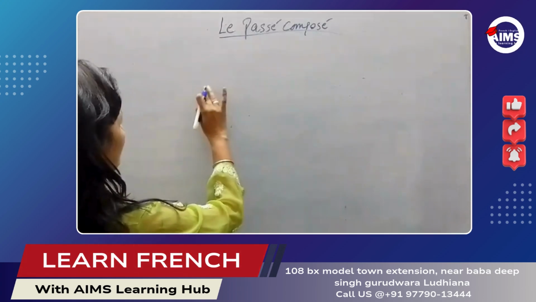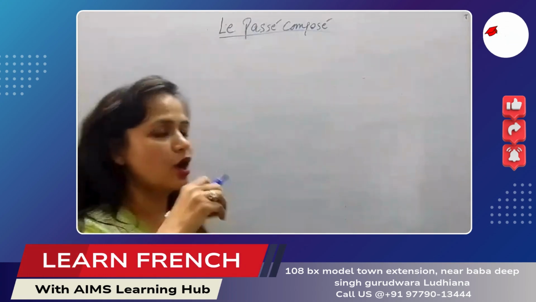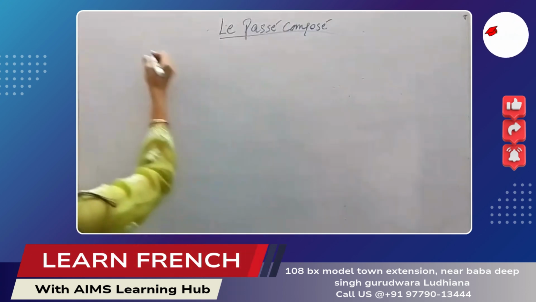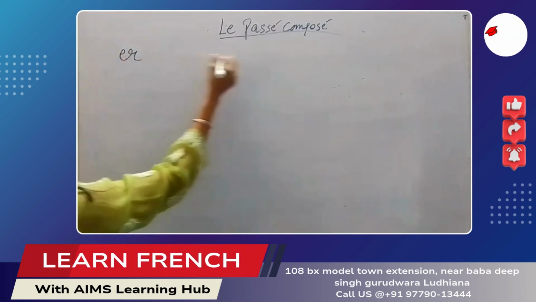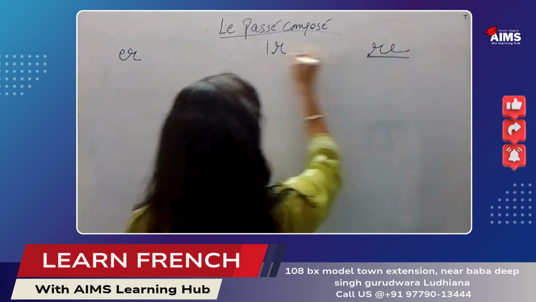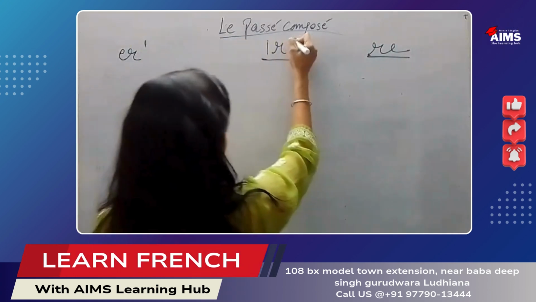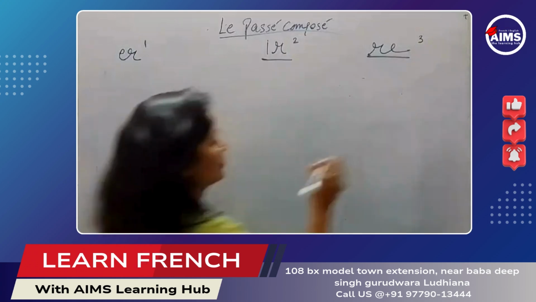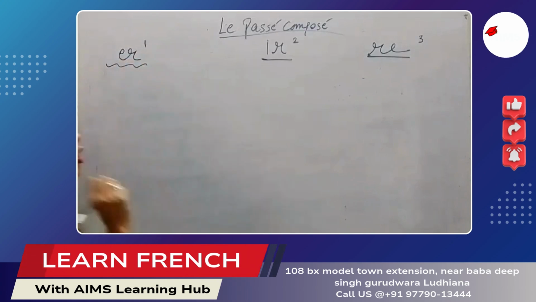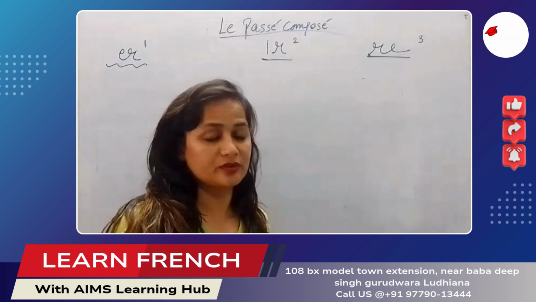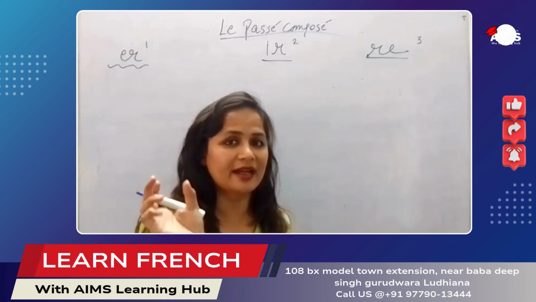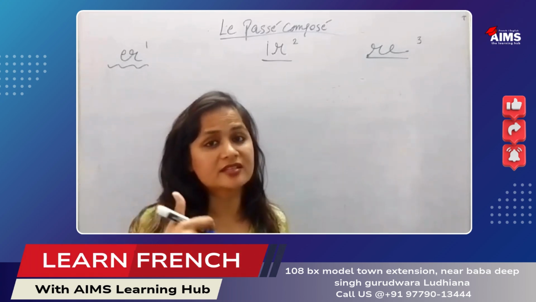Okay, let's learn first of all. En français, il y a trois types de verbes. So there are three types of verb. C'est le premier groupe, deuxième groupe et le troisième groupe. Okay, one by one we are going to discuss it. First of all, premier groupe. Now, what is premier groupe? So first group means the verbs which end with er. That is your first group.